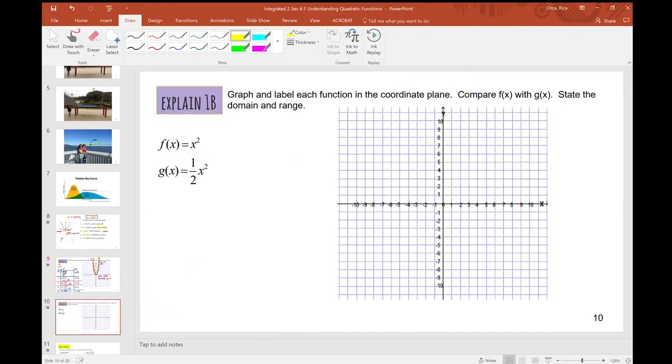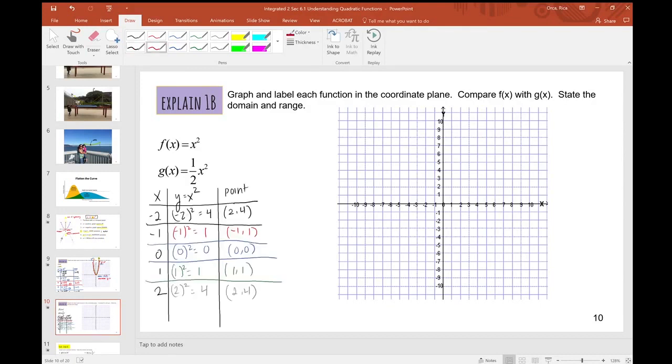Explain 1b. It says graph and label the function in the coordinate plane, compare f of x with g of x, state the domain and range. We graphed f of x equals x squared earlier. I'll go ahead and recreate the table again. If you don't want to do this, then you can skip this step and just look at the previous graph. Take those points and plot them.